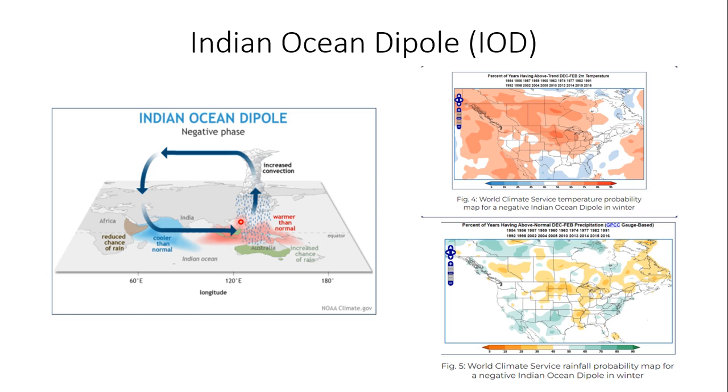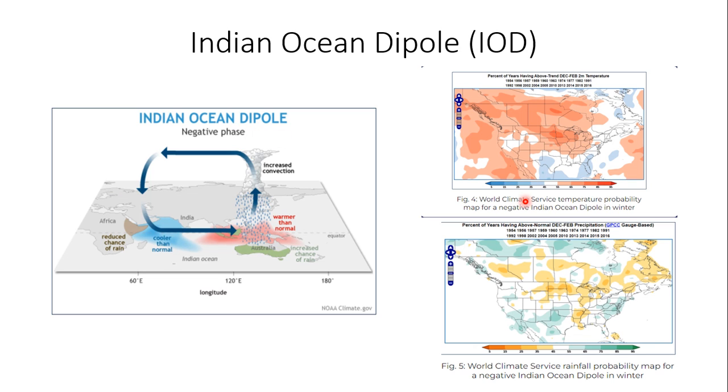Above the warmer than normal sea surface temperatures, you generally have rising air motion. Over the cooler than normal water, you tend to have sinking air motion across the Western Indian Ocean. So this is the negative phase of the IOD.